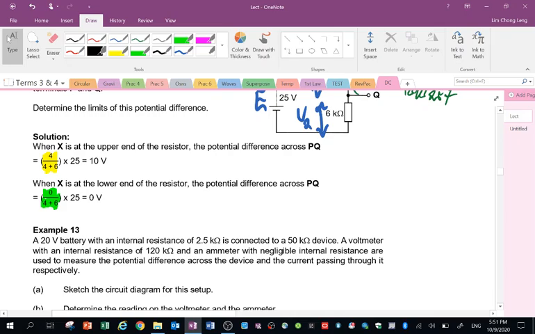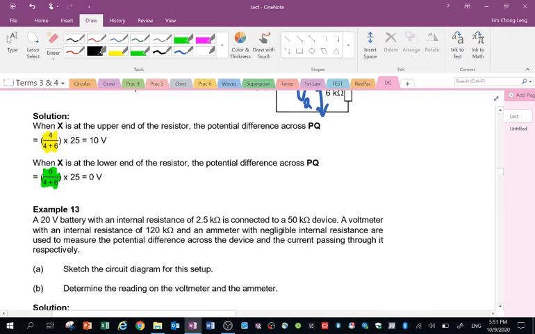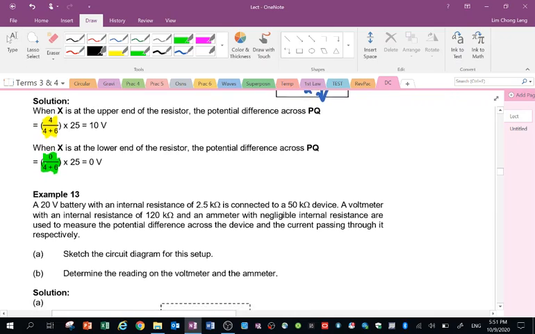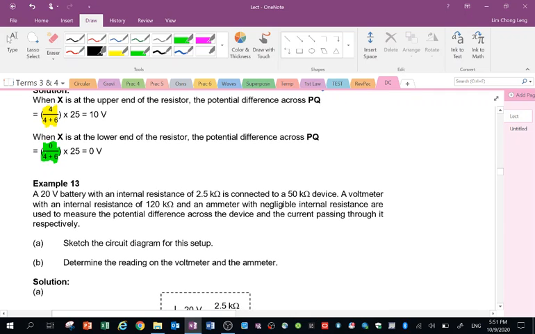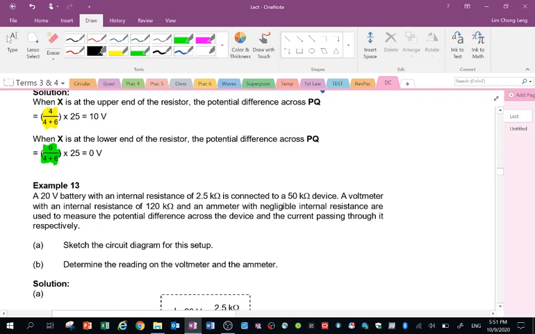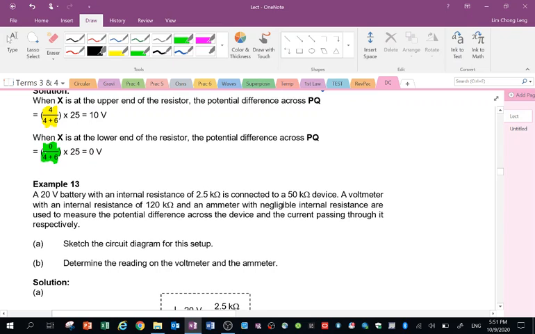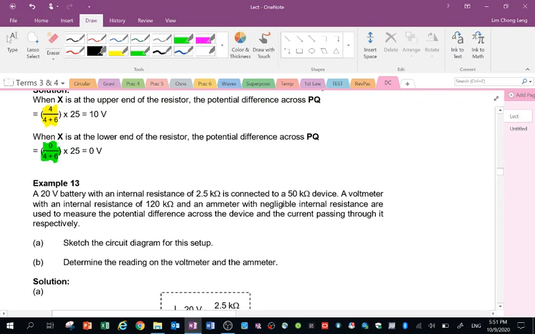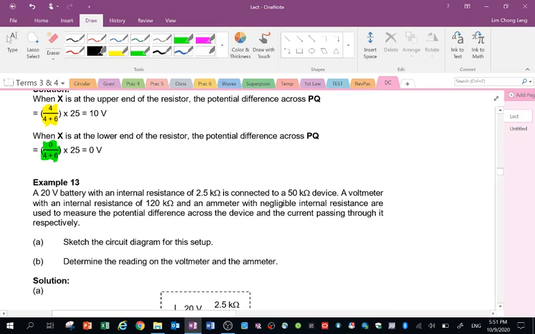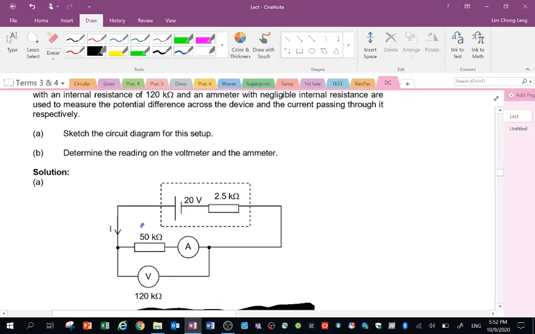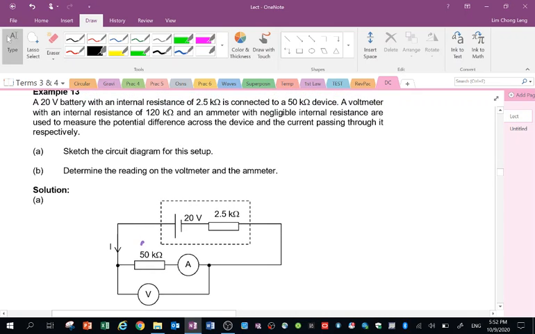Example 3: you were given a 20-volt battery with internal resistance of 2.5 kilo ohm, connected to a 50 kilo ohm device. A voltmeter with an internal resistance of 120 kilo ohm, and an ammeter with negligible internal resistance, are used to measure the PD across the device. You also have current passing through the device. So 50 kilo ohm is that device, and this is the circuit that you ought to draw.